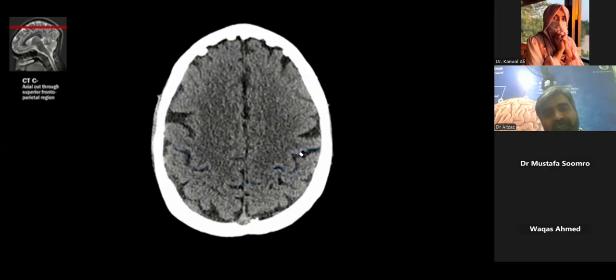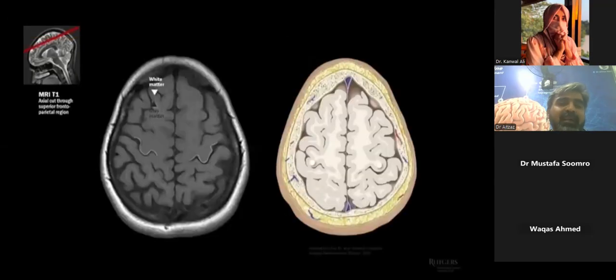Now we will correlate the CT scan with the MRI. This is the MRI, the same cortical cut. This is the T1 weighted image, sir. Why T1 weighted? Because CSF is black, sir, dark.